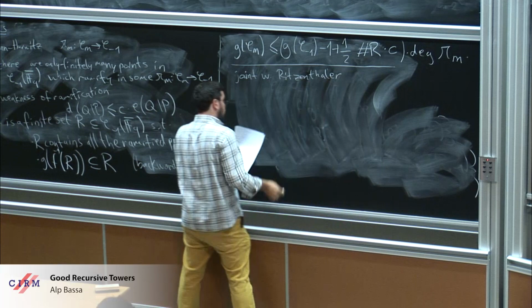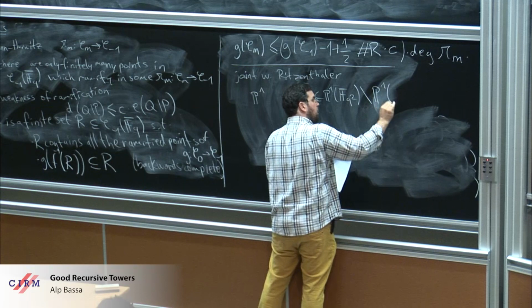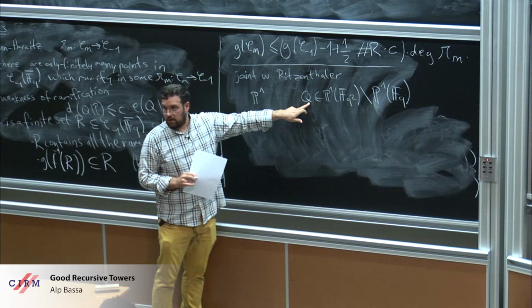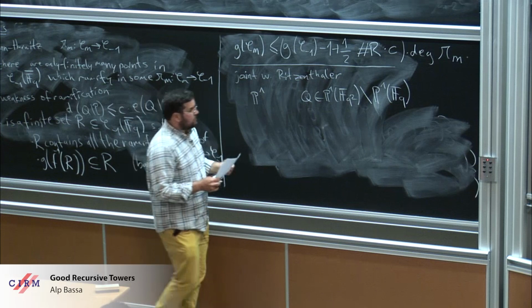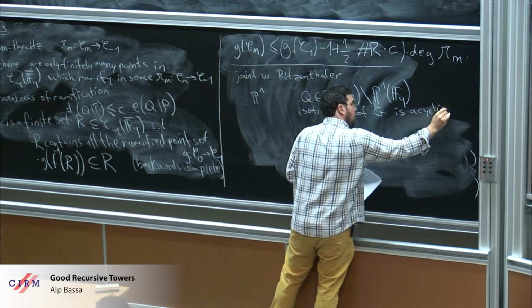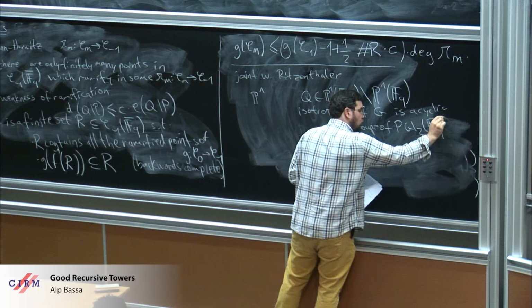So what you do is you take P1, and you take a point Q on P1, which is in F_q squared, but not in F_q. Right? And then you can look at the automorphisms of P1 defined over F_q that fix this quadratic point Q. Yeah? So you look at the isotropy group of Q. This will be a cyclic subgroup of the automorphism group, PGL2 of F_q, of order q plus 1.